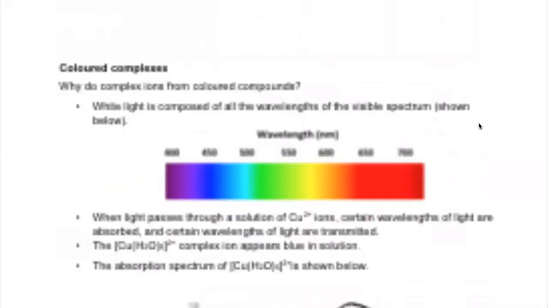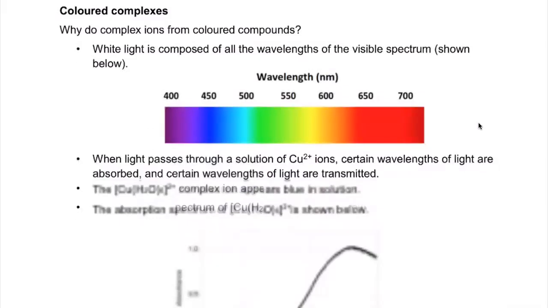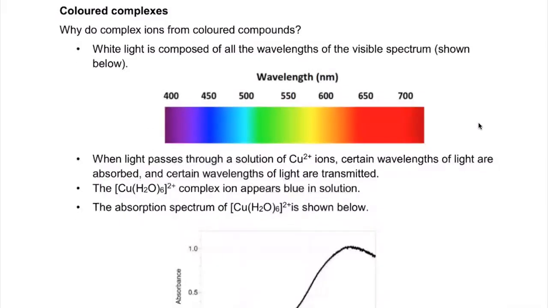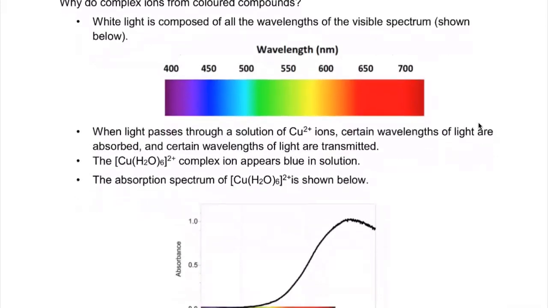And so they form different colors, and because we know from topic 2 that white light's composed of all the wavelengths of color of the visible spectrum, we have red to violet. And so what happens is when light passes through a solution, for example, that has copper +2 ions, certain wavelengths of light are absorbed, and whatever is not absorbed is what is transmitted for our eyes to see. And so anytime you have a complex ion that has copper +2, like this one, the solution to us looks blue to our eyes.